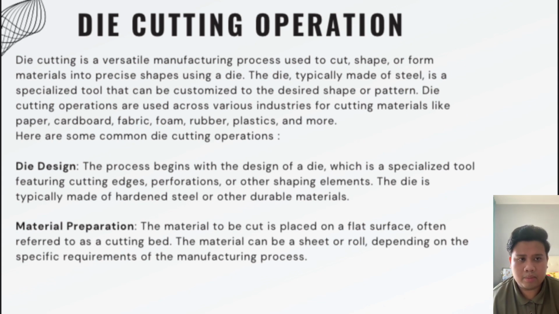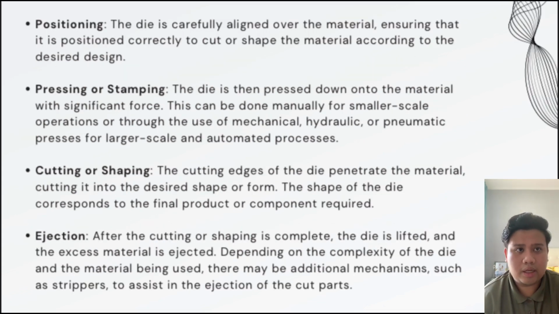Material preparation. The material to be cut is placed on a flat surface, often referred to as the cutting bed. The material can be sheet or roll, depending on the specific requirements of the manufacturing process. Positioning. The die is carefully laid over the material, ensuring that it is positioned correctly to cut or shape the material according to the desired design.